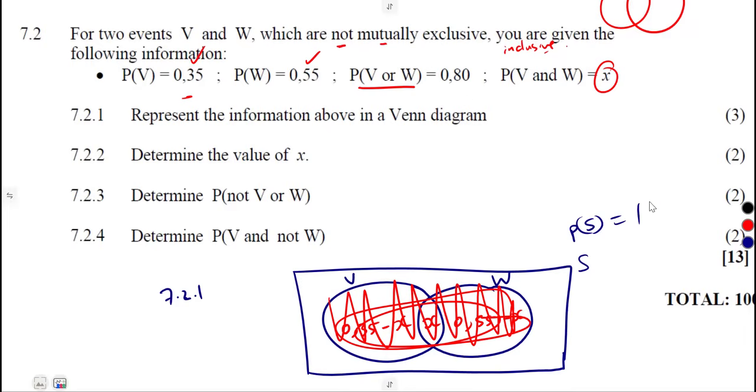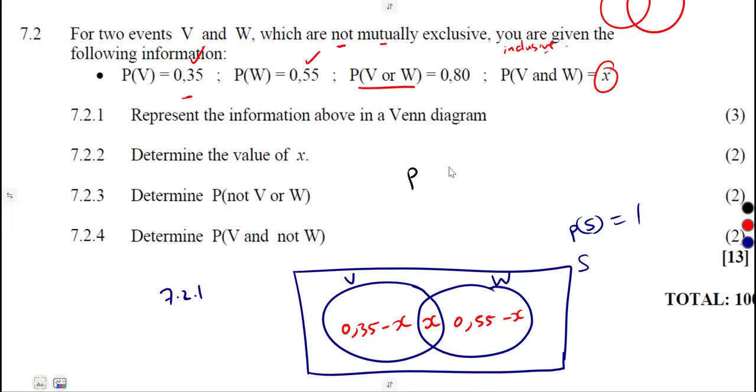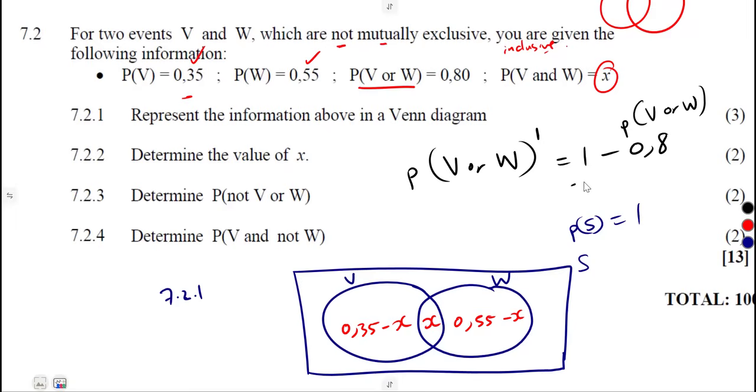So what does it mean? We can use the probability of the sample space, which is 1, subtract V or W to get what is remaining in the outer space, this one. Since we are given V or W, we can find the outer part, which represents V or W complement, what is not V or W. So it's going to be 1 minus 0.8 of what is in V or W. We get rid of V or W. So that is 0.2, the remaining one outside there.